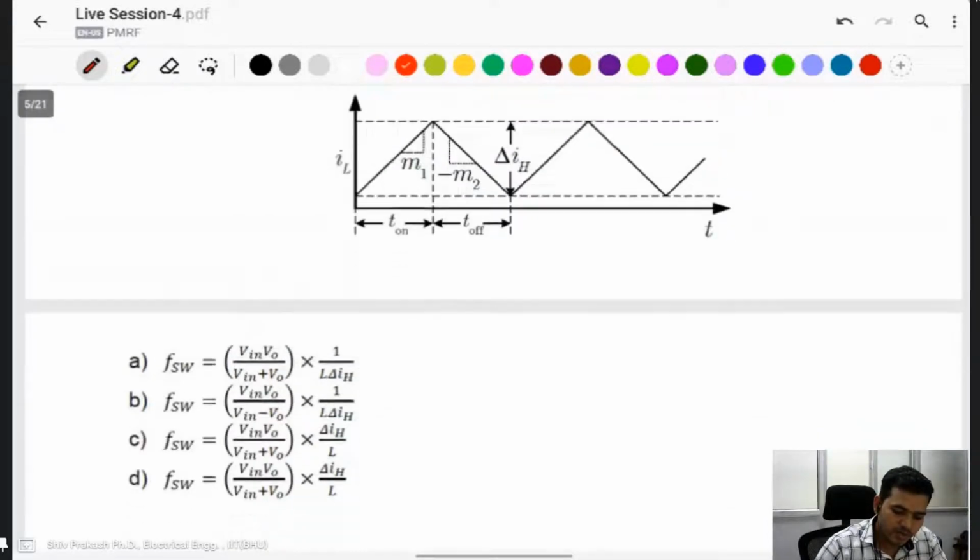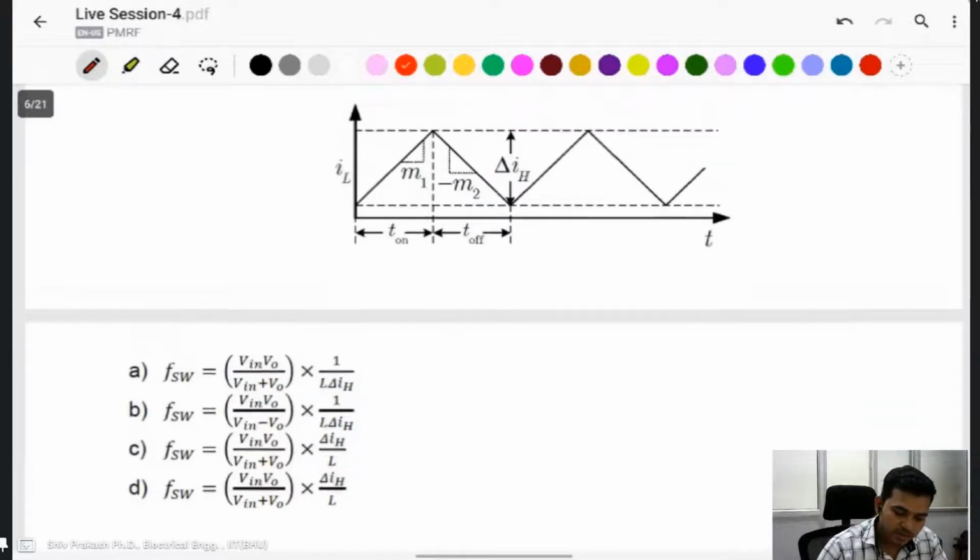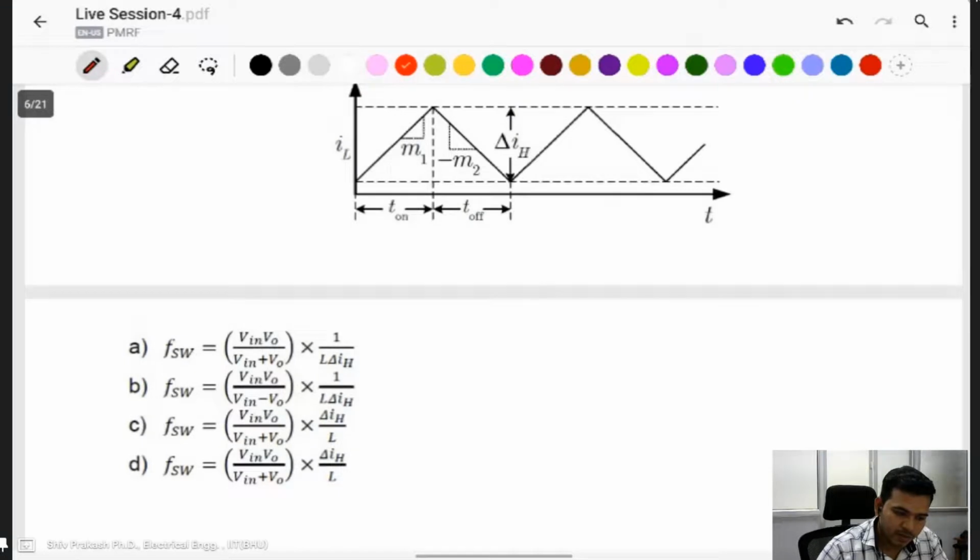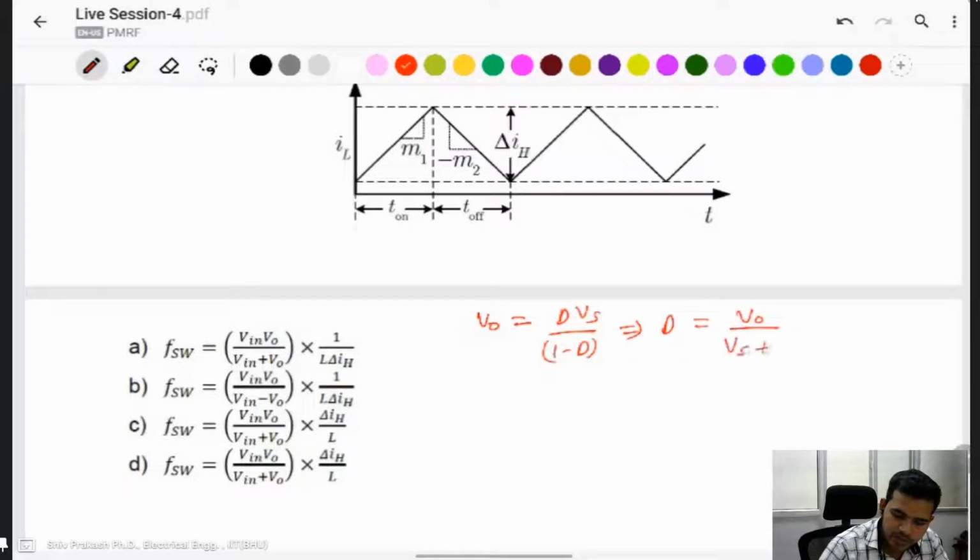First of all, you know about the buck-boost converter. For the buck-boost converter, V output is D Vs divided by 1 minus D. Here you find the duty ratio. Duty ratio you find: V naught divided by Vs plus V naught. And delta IL is equal to Vs.